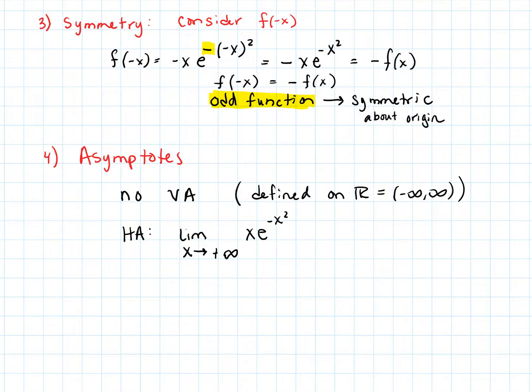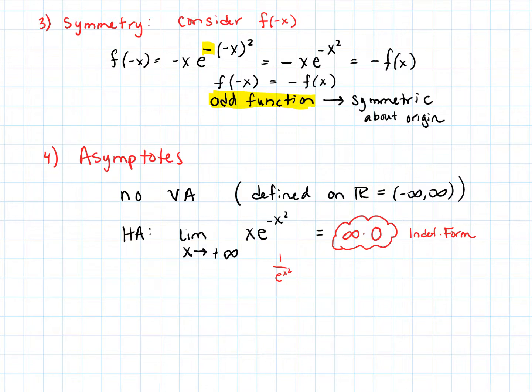So as we approach infinity, this is where we get to utilize some limit techniques, because this becomes infinity times, notice that e to the negative x squared is 1 over e to the x squared. So that's actually infinity times 1 divided by infinity, or infinity times 0, which is indeterminate. This is one of our indeterminate forms, which means that we can utilize L'Hopital's rule, but not in this form.